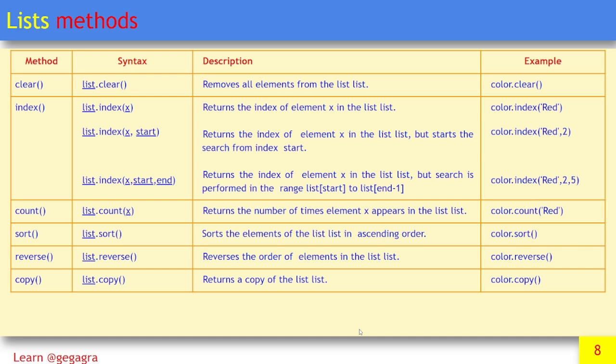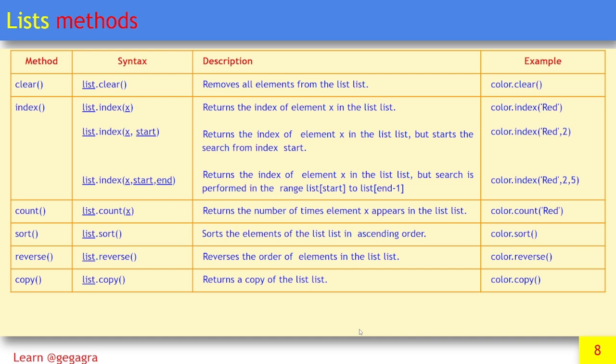And the next function is count: list.count(x). It will return how many times the element exists in the list. So it gives the number of times element x appears in the list.